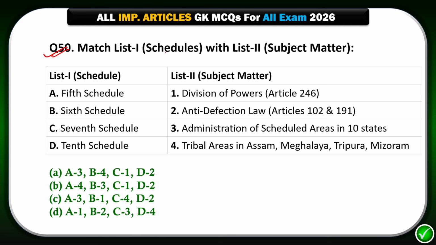Question number 50. Match list 1 schedules with list 2 subject matter. 5th schedule, 6th, 7th, 10th. 5th schedule is related to the administration of scheduled areas in 10 states. 6th schedule is related to tribal areas in Assam, Meghalaya, Tripura and Mizoram. And 7th schedule, division of powers, Article 246. And 10th schedule, anti-defection law, Articles 102 and 191. Option number A is the right answer. A3, B4, C1, D2.